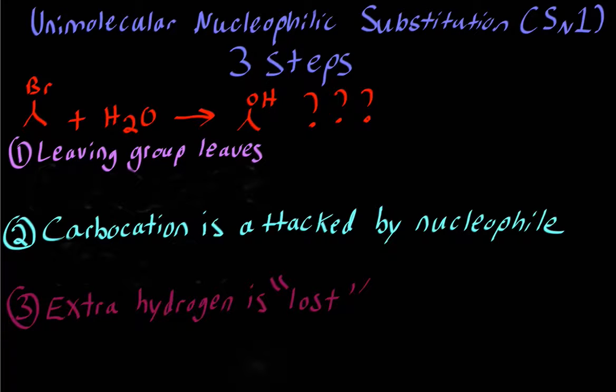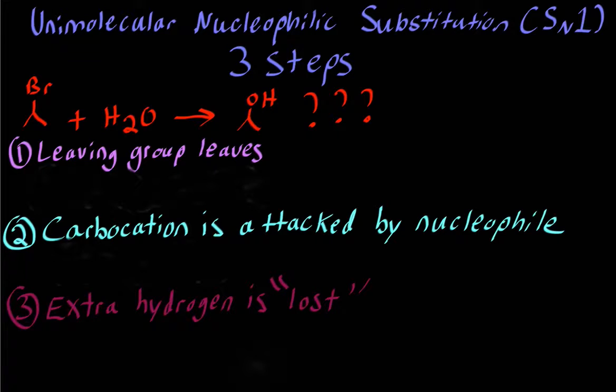In SN1 reactions, we can pretty much break it down into three steps. First, our leaving group leaves. The carbocation, which is formed when the leaving group leaves, is attacked by the nucleophile, which is usually weak, which is water in this case. And that extra hydrogen is lost. I will explain that by going through each step one by one.